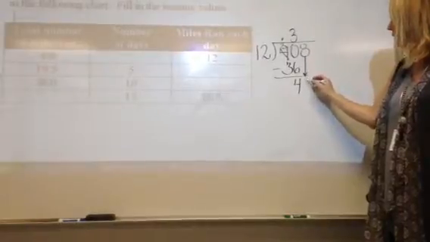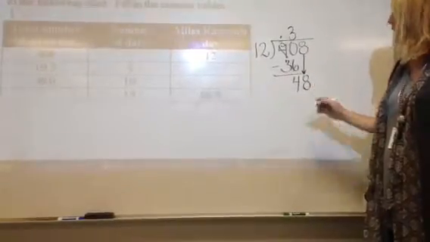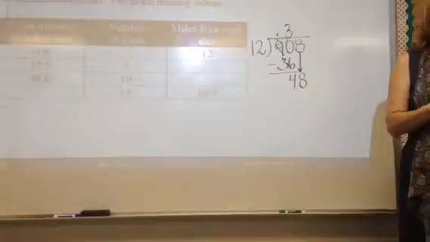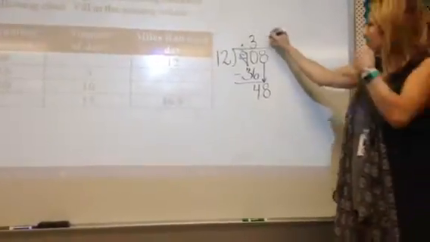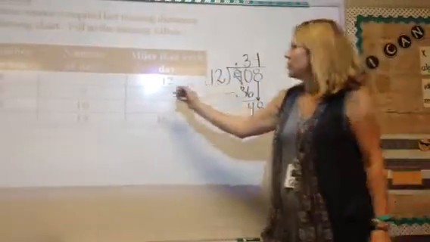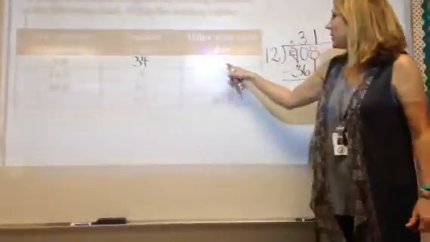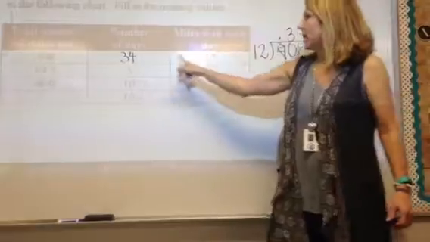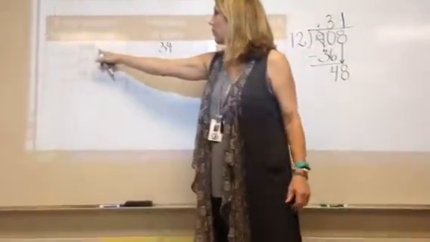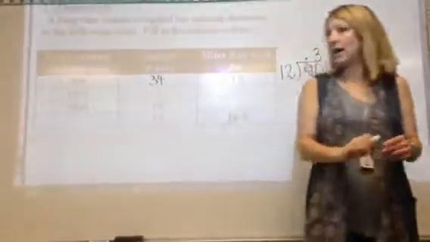Count by 12s again. We want to get close to 48. 12, 24, 36, 48. Right on it. So she ran for 34 days. She ran 12 miles each day, and her total for that 34-day period was 408 miles.